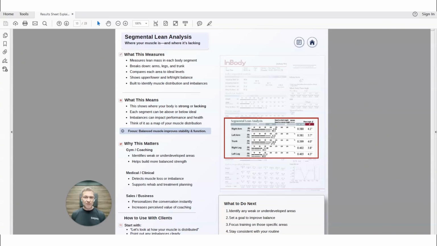One note with this segmental lean analysis here is that if you add up the numbers of pounds, it will not total the exact same amount as your total fat-free mass in your body. This is because it's not accounting for things like the head and neck area and certain areas of the body that cannot be perfectly measured with bioimpedance. So it gives you a great starting point for the trunk and the arms and the legs. Just know that it will not add up perfectly to the total fat-free mass in the body.